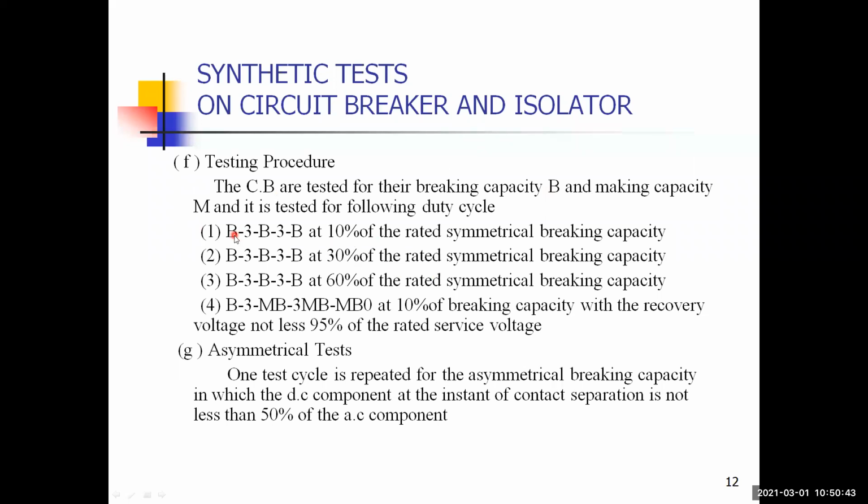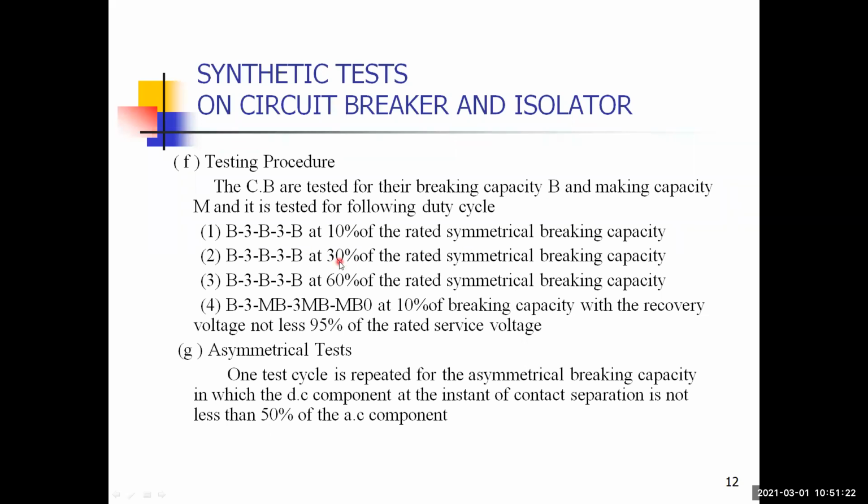So B is called breaking capacity. After 3 seconds, we again have to check the breaking capacity, at 10% of the rated symmetrical breaking capacity. So we have to apply 10% of the rated symmetrical capacity. For breaking capacity, we apply that much voltage, then wait 3 seconds, and then apply the breaking capacity voltage again. At 10% of the rated symmetrical breaking capacity, we apply it to the breaker. So B, breaking capacity, and 3 seconds after that, we apply the breaking capacity voltage again. This is called the first test procedure.